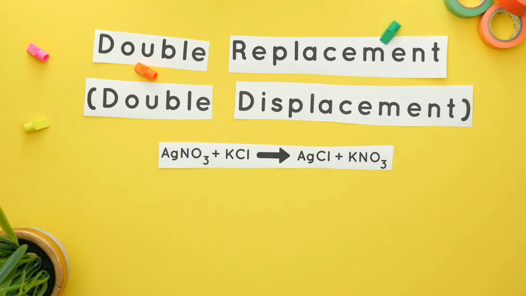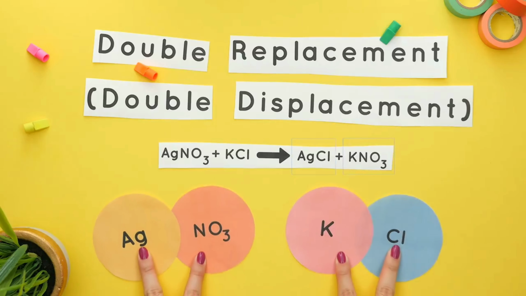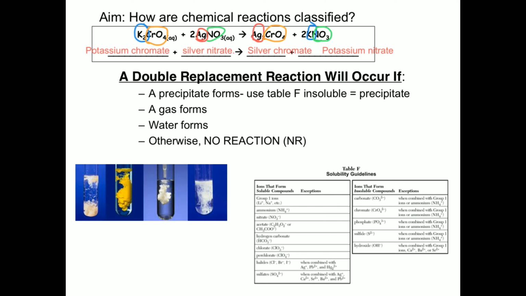Think of it this way. The inner elements combine and the outer elements combine to form our new products. Or you can think of it as the metals are switching again to form our new products. In this reaction, you can see that when potassium chromate and silver nitrate react, the metals switch places, creating silver chromate and potassium nitrate.